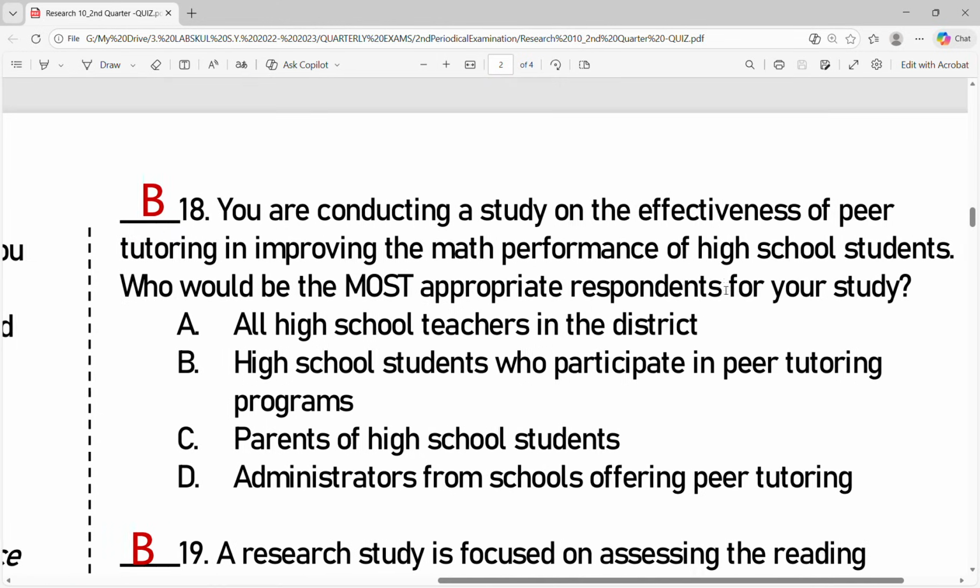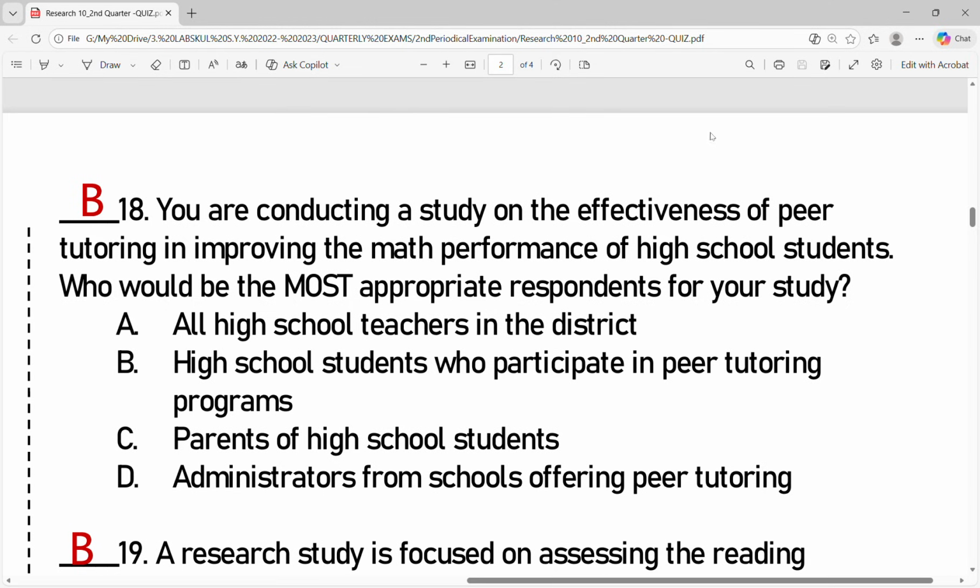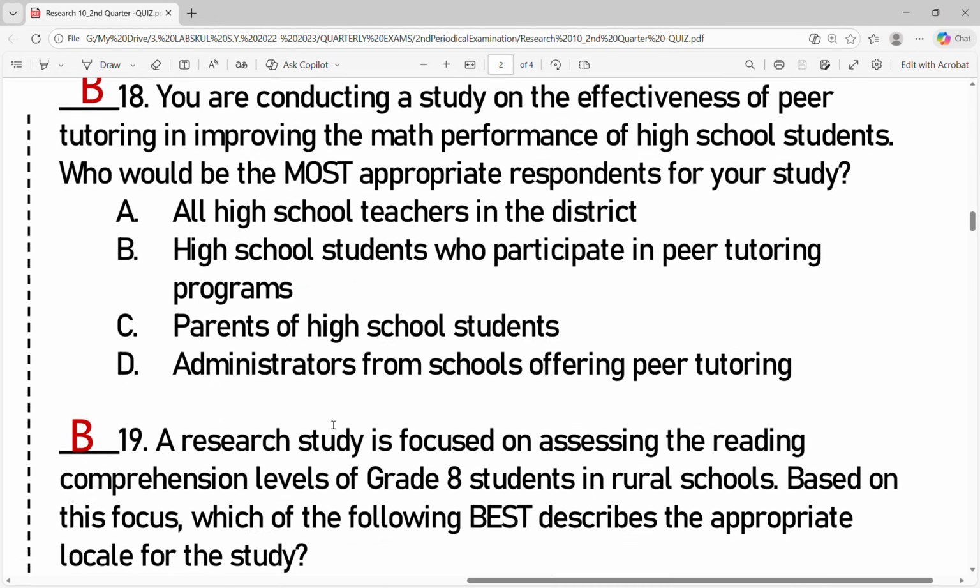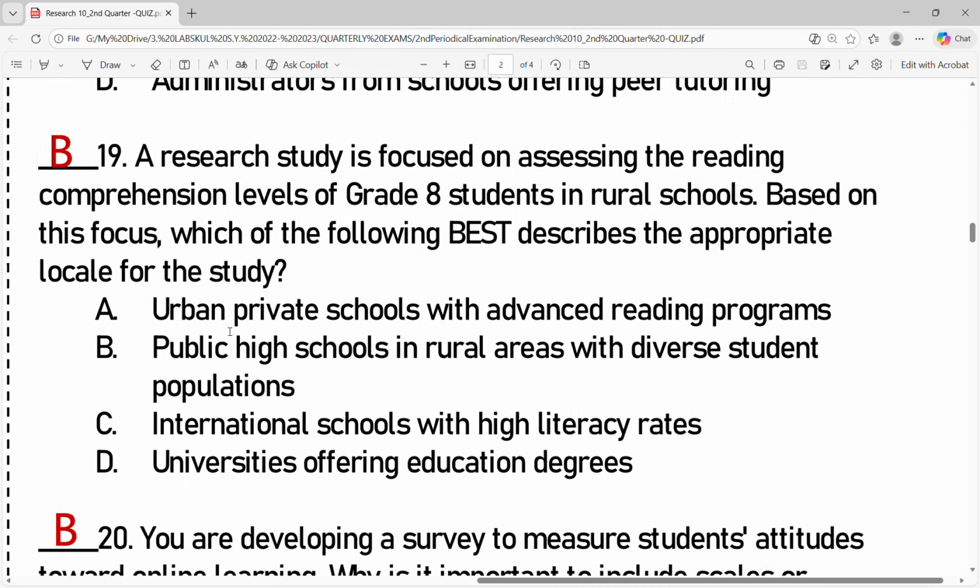Now we move forward to number 19. 18, I mean. You are conducting a study on the effectiveness of peer tutoring in improving the mathematics performance of high school students. Who would be the most appropriate respondents or participants for your study? So of course, kailan taon nato ng effectiveness ang peer tutoring program, di dapat ang aton participants diri ang high school students who participate of course in peer tutoring programs. So the answer is letter B, bravo.